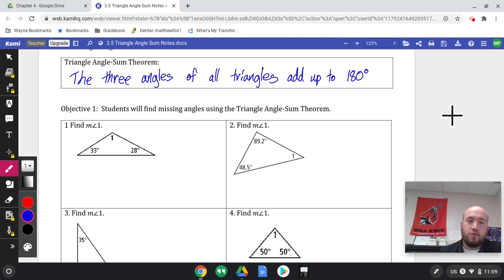All right, and welcome back to the start of the next chapter. This next chapter, chapter 4, is going to focus on triangles.